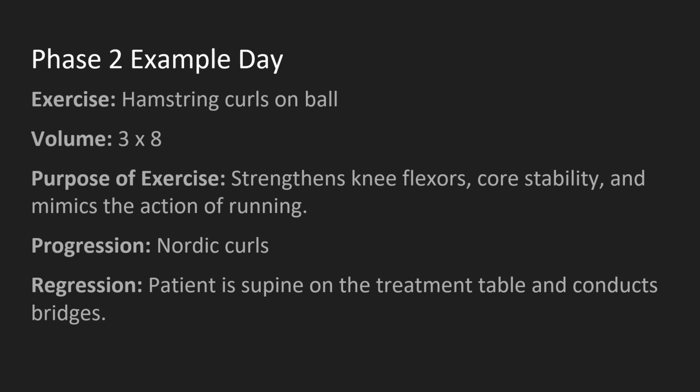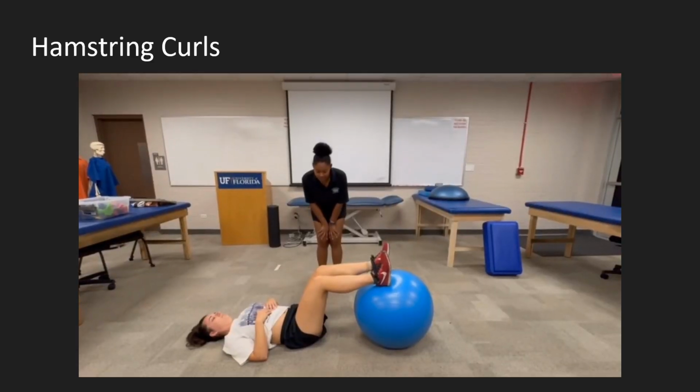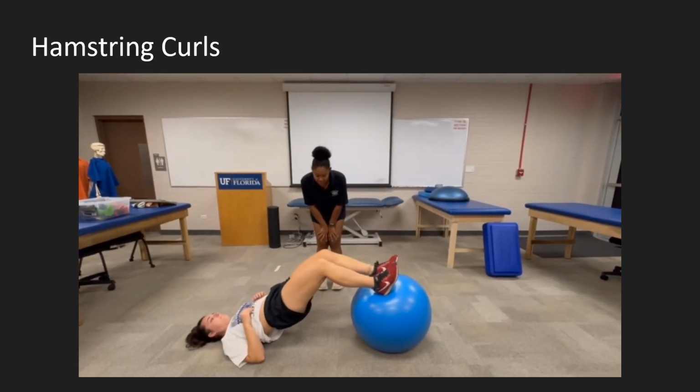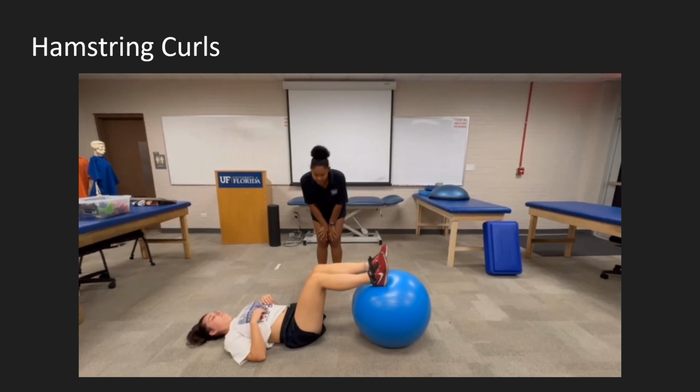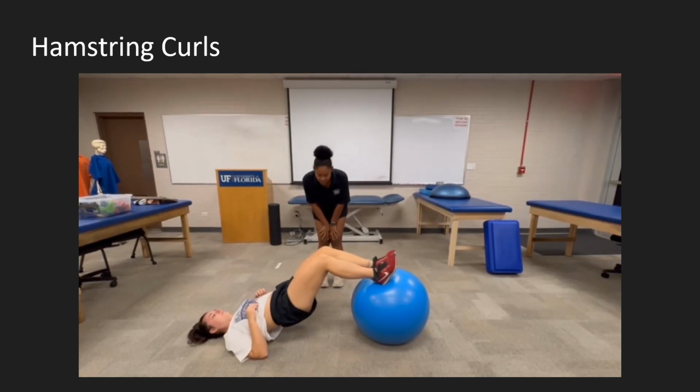So progression can be Nordic curls. A regression can be if the patient is supine and just does simple glute bridges. So it could be glute bridges on the ball, like the video will show, or just simple glute bridges on the table. So here's that video. You'll see she starts with glute bridges on the ball and then progresses to the hamstring curls on the ball.